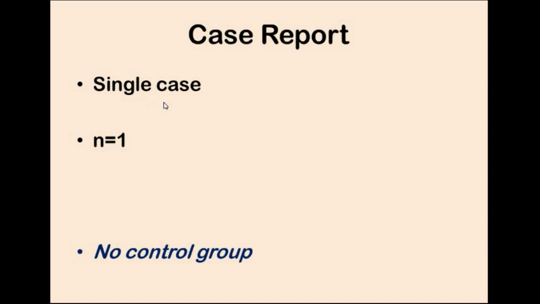You have a single case, you report it, and n equals 1, which means that the number of people you're talking about in your case report is just 1. That's your subject. The disadvantage is that this is just a single case report and there is absolutely no control group.